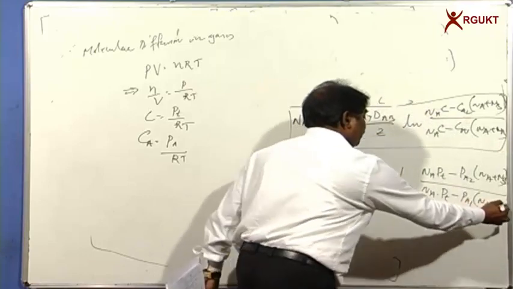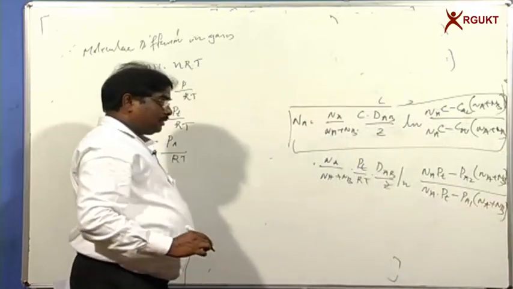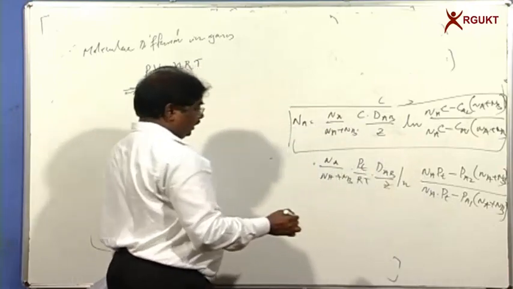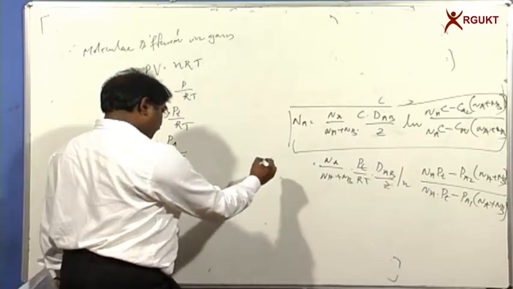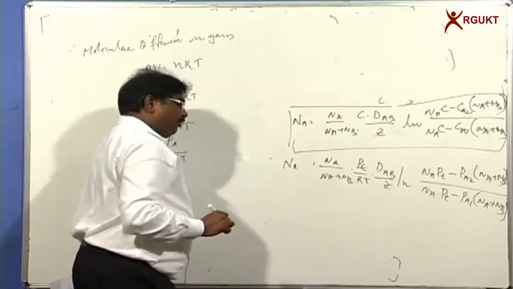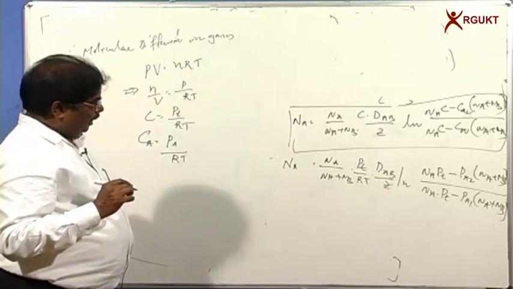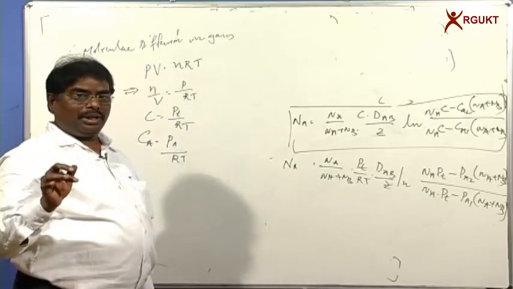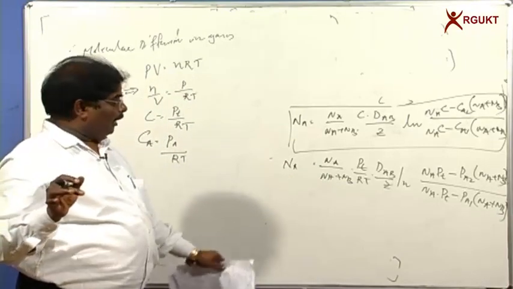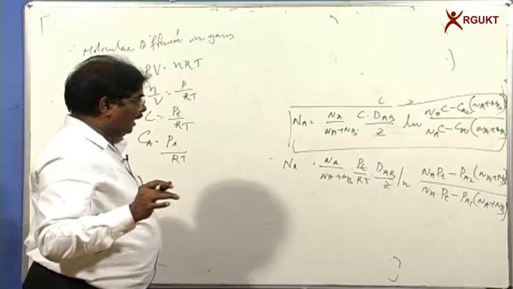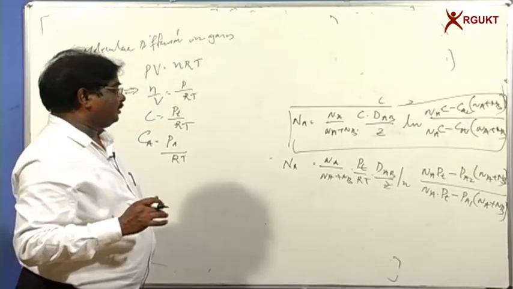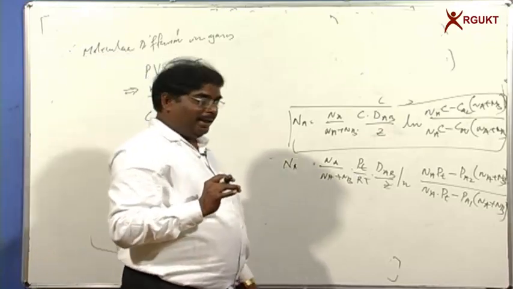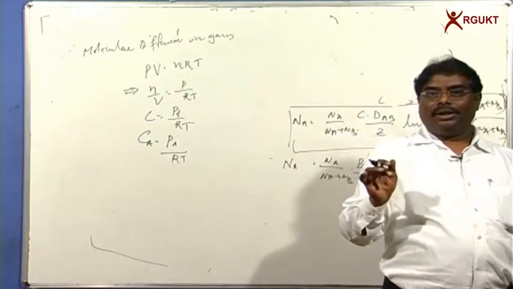So when you are working with gaseous systems, the concentration can be replaced with partial pressures and the total pressure. You can write this expression, and even in this equation we have to know the relationship between Na and Nb. Unless we know that relationship, one cannot evaluate this or calculate the flux, and the relationship between Na and Nb can be established by knowing the situation.